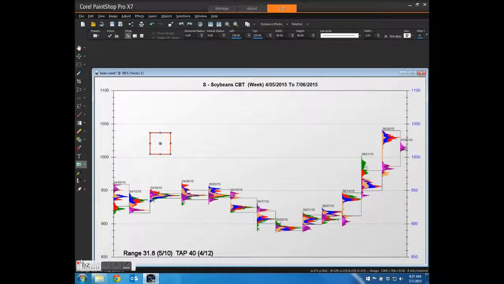Here we're looking at beans by week, and I want to show you how to make the rectangles here. We know that on the week of 5/10 we had an average vertical range of 31.8 points, and then on the week of 4/12 we had 40 periods at the high volume price. So we've got our rectangle here, and what I'd like to do is move that around and find profiles that are far below average lengthwise and far above average widthwise. These occur right before markets break into trend.